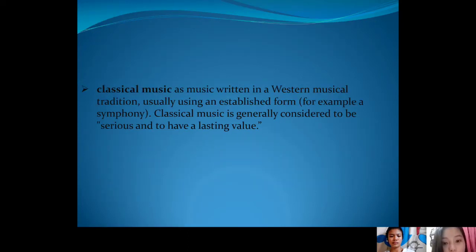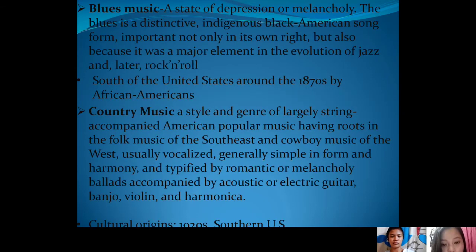Next is country music. Country music is a style and genre of largely string-accompanied American popular music, having roots in the folk music of the Southeast and cowboy music of the West, usually vocalized, generally simple in form and harmony, and typified by romantic or melancholy ballads, accompanied by acoustic or electric guitar, banjo, violin, and harmonica. It's a genre of popular music that takes its roots from genres such as blues and old-time music, and various types of American folk musics, including Appalachian, Cajun, and the cowboy western music styles.